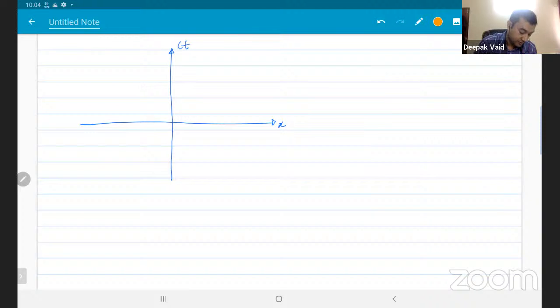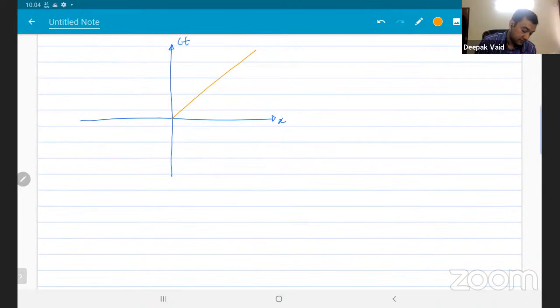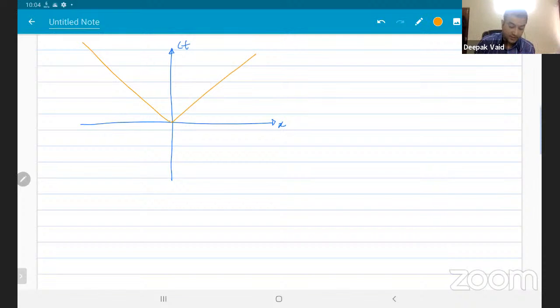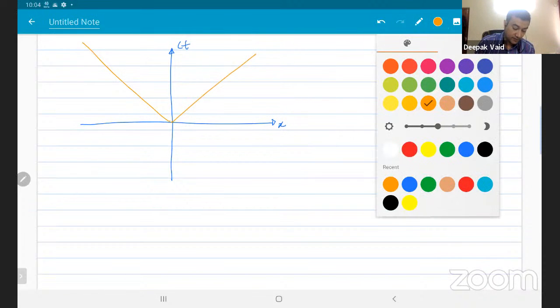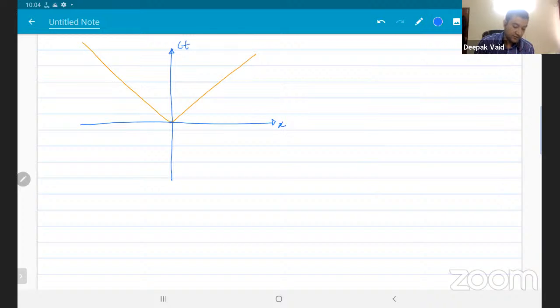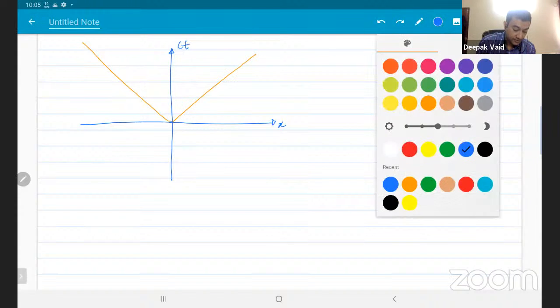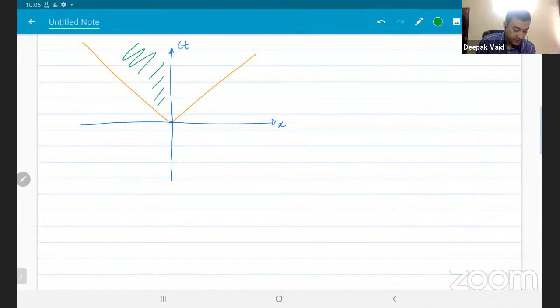Now let me draw these. What are these? These are my light rays. Okay, so I am at the origin and I consider any point inside this region. Okay, I consider any point inside this region.